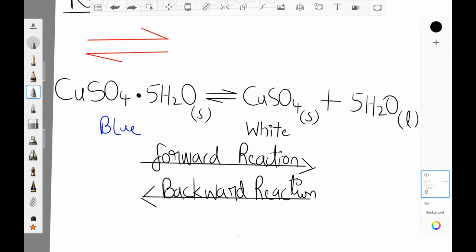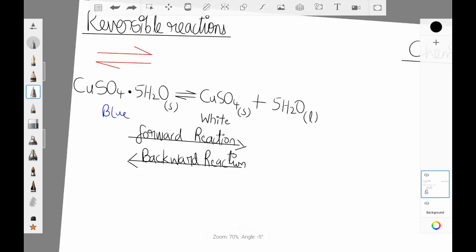Now you can actually use this reaction to test for water, or to test if a liquid is water, because hydrated copper sulfate is blue in color but anhydrous copper sulfate is white. So if I took anhydrous copper sulfate, which is this one, and I added water to it and it turns blue, which would indicate that it became hydrated as shown here, then that liquid is water. If it remains white, then that liquid isn't water. So this is one of the ways of testing water.